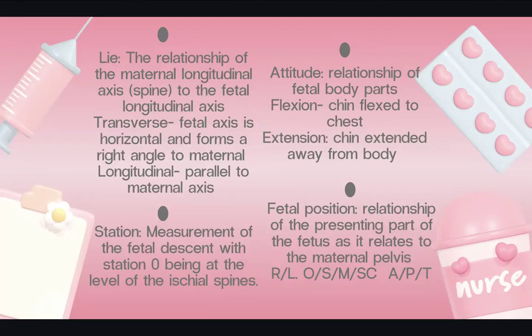Attitude is how the fetal body parts relate to each other. Flexion is the best. We want flexion. Flexion is ideal. Extension is going to make delivery way, way harder. And then the fetal position is the orientation of the presenting part inside of the maternal pelvis. There are lots of different acronyms for it, but you'll see LOA or ROA.